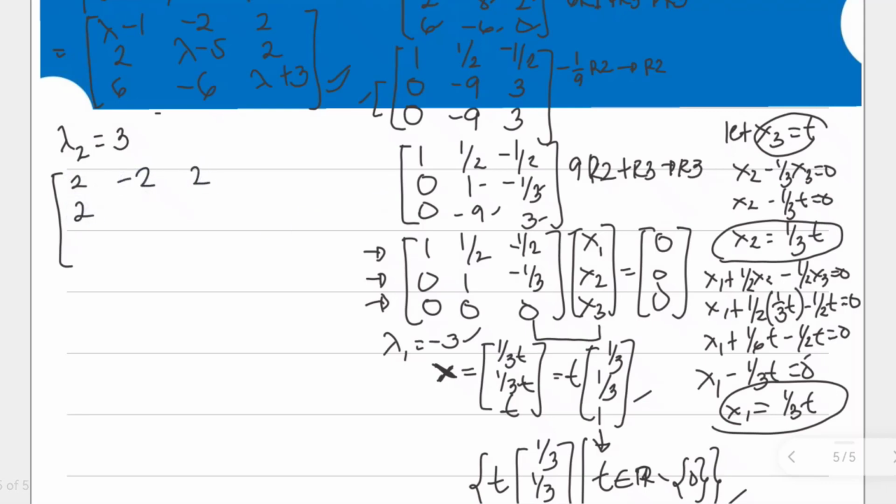You have 2, 3 minus 5 is negative 2, and another 2. Okay, you're seeing this already. Just like earlier, we are expecting rows of 0 here. And you have here 6, negative 6, and then 3 plus 3 is 6 as well. Aside from this, we have rows of similar entries, and the third row is also a multiple of either of those 2 rows. So we're expecting 2 rows of 0 entries, right?